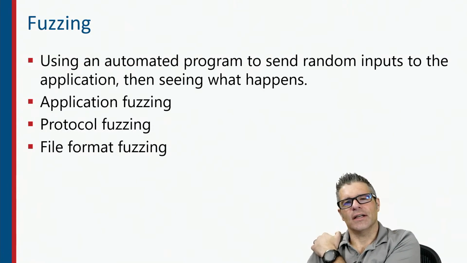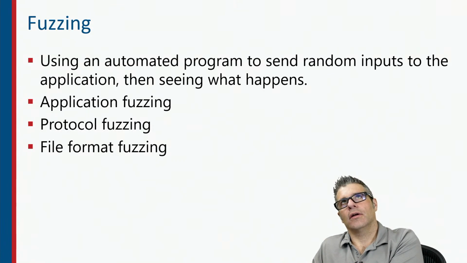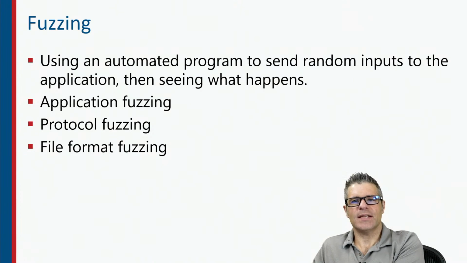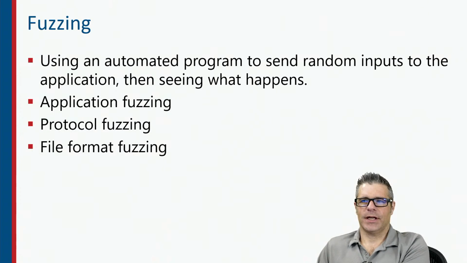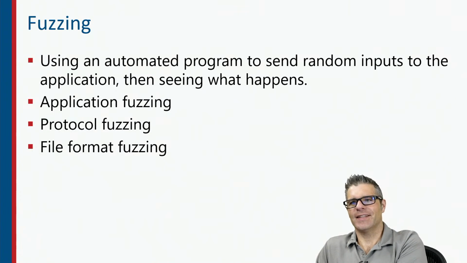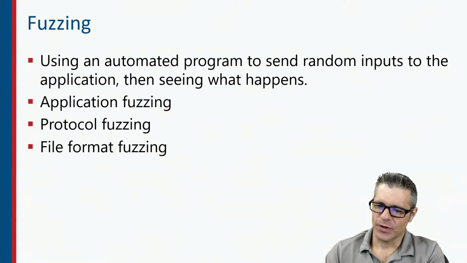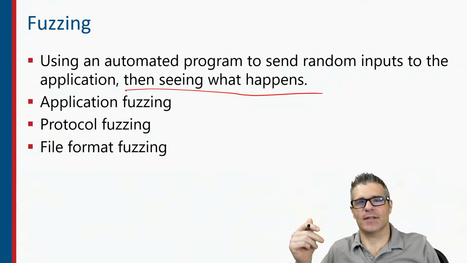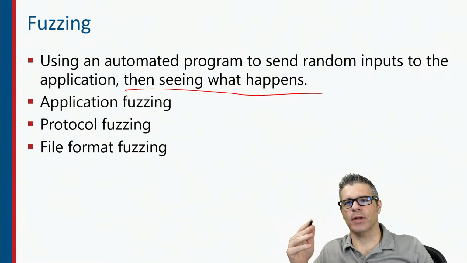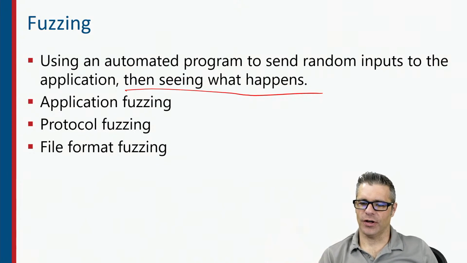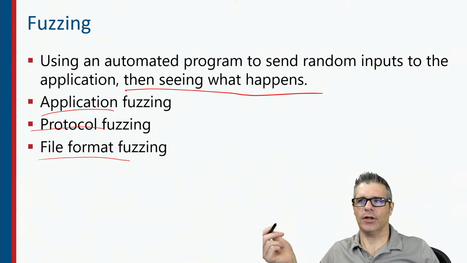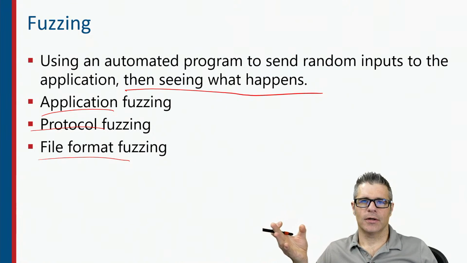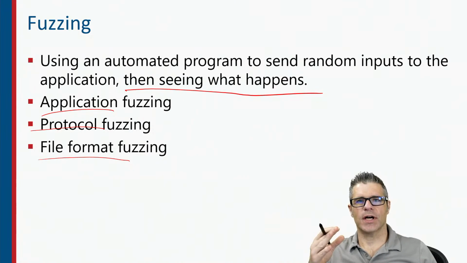Fuzzing is an interesting software security concept, which is, basically, we go and we throw a bunch of crap at the application and see if it blows up. So we send random inputs and then we see what happens. And what you're looking for is a place where the application or the protocol or the application that accepts some kind of file blows up when we give it some type of information.